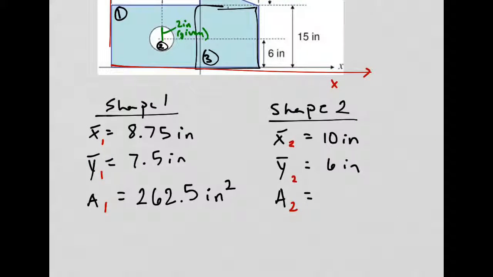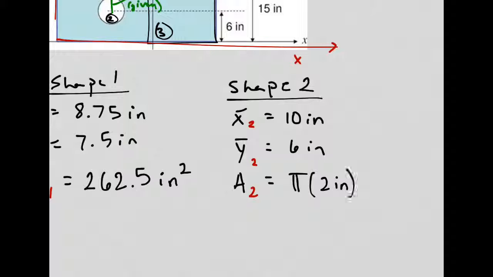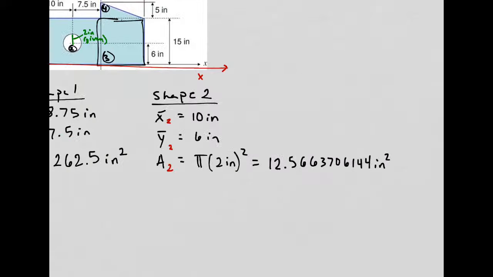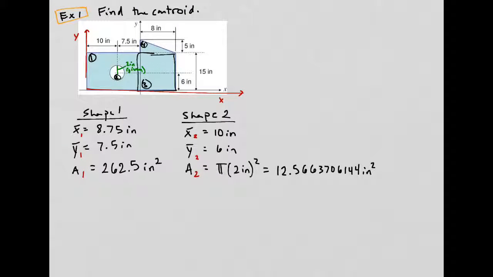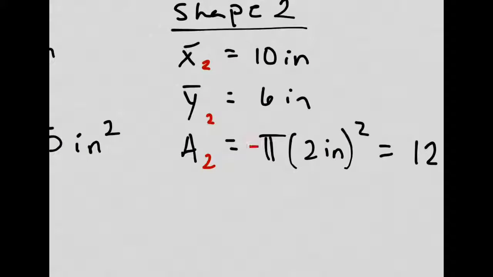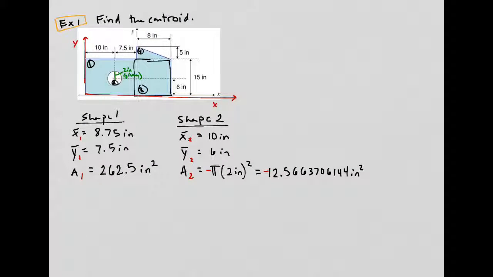So the area would be pi r squared. So pi times the radius of 2 inches squared. And it's a whole entire circle, so we leave it like that. Roughly 12.6 inches squared. So there we go. And this is a missing piece, so the area is negative. Don't forget that. It's a negative area. Some people forgot that on the other quiz.